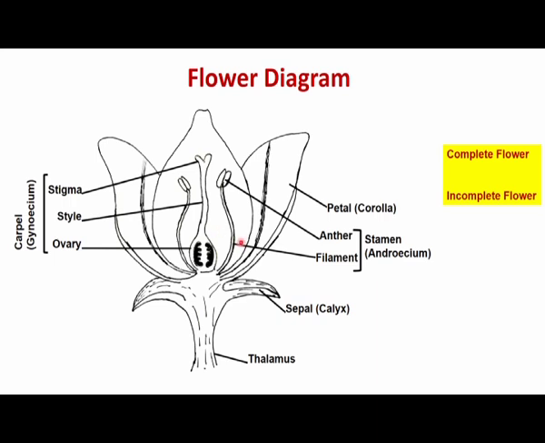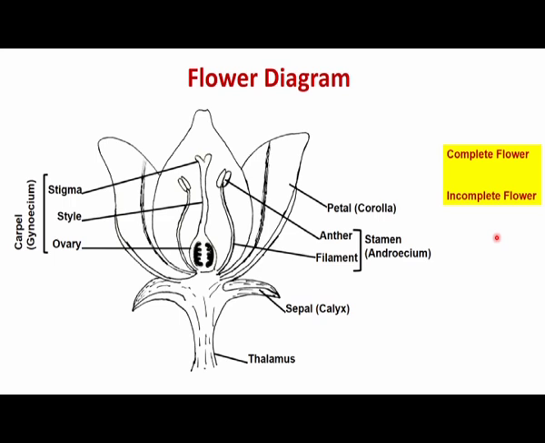So, as you can see in a flower diagram the structures of a flower, there are four whorls: calyx, corolla, androecium and gynoecium. So, the flower could be classified based on whether they have these four parts. If they contain all these four parts, they are called the complete flower. If any of these four parts are missing, they are called the incomplete flower.